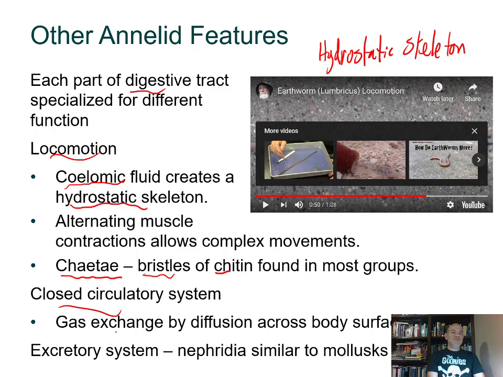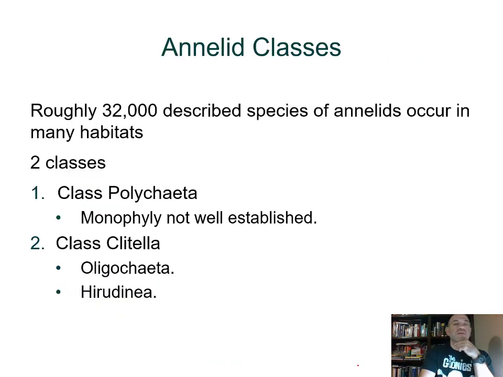Closed circulatory system, and they do gas exchange by diffusion across their body surfaces. They don't have like a respiratory tract where they take air in. They do have an excretory system, like most animals. Their excretory system is nephridia, similar to mollusks, complete with the nephrostomes, the little openings. They're going to take those fluids in and then get rid of the waste products and try to reabsorb things they need.